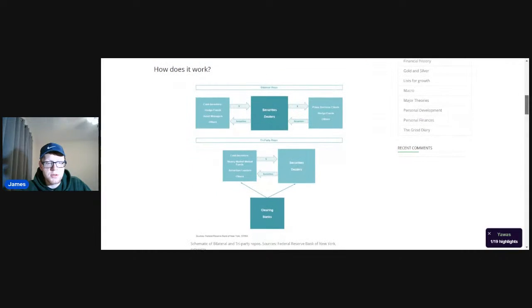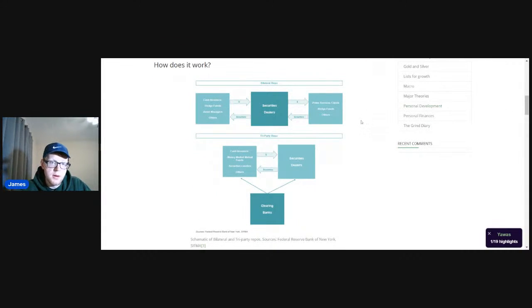And just going into a general schematic of how it works, you have two general types. The first is bilateral, where you have your cash investors who bring the cash initially, and then you have the collateral provider. Basically, the cash provider provides cash, and they do all of this through a security dealer. This is for bilateral repo. And then the cash goes to your collateral provider, which in return gives them the securities on the other side, right? The whole point is the cash investor purchases the security from the collateral provider, right?